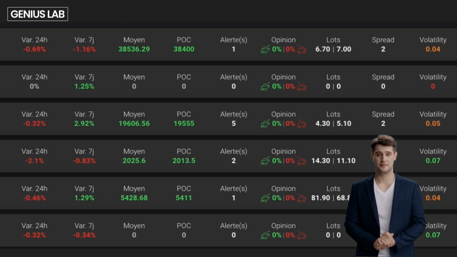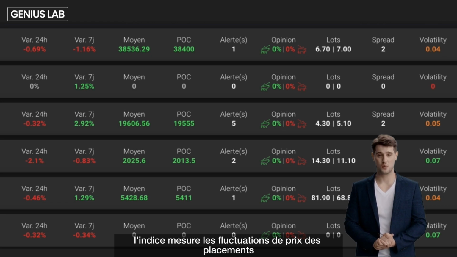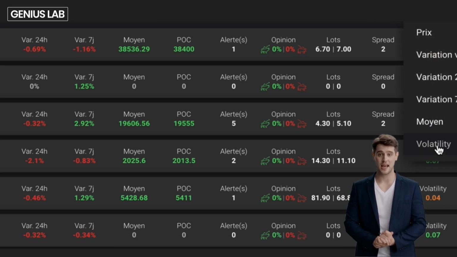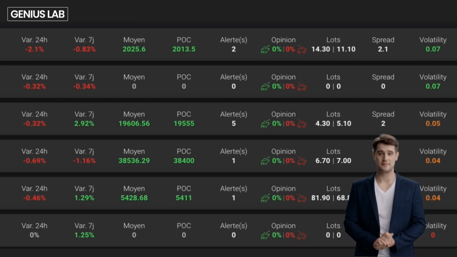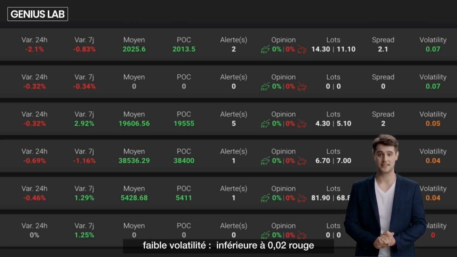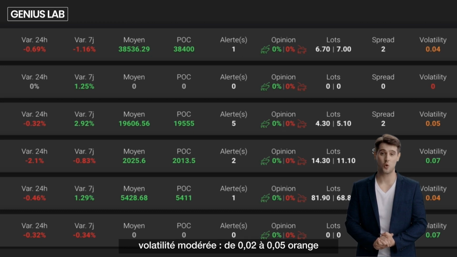In summary. Definition: the index measures price fluctuations of investments. Use: evaluate the risk associated with your investments. Calculation method: using logarithmic returns to measure volatility. Volatility classification: low volatility, less than 0.02, red. Moderate volatility, 0.02 to 0.05, orange. High volatility, greater than 0.05, green.